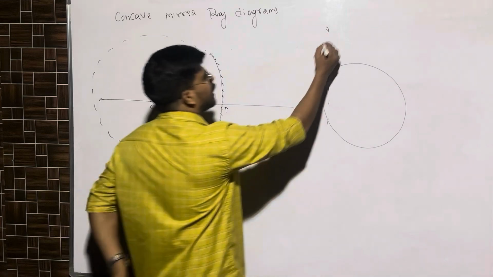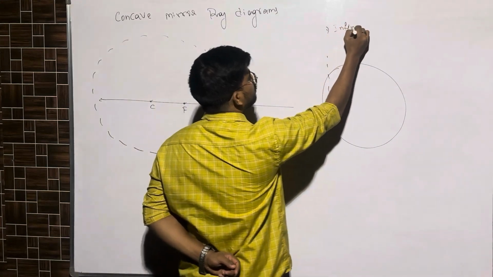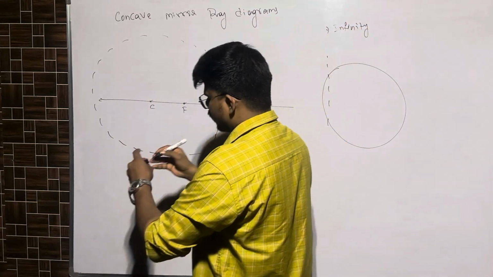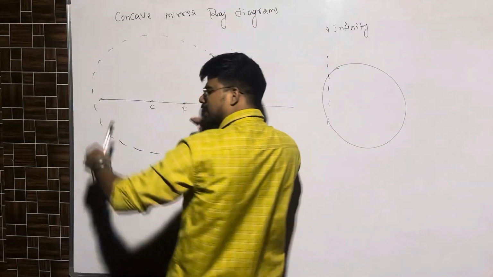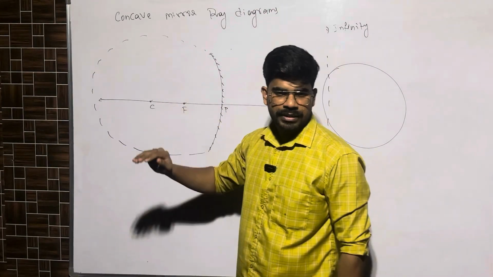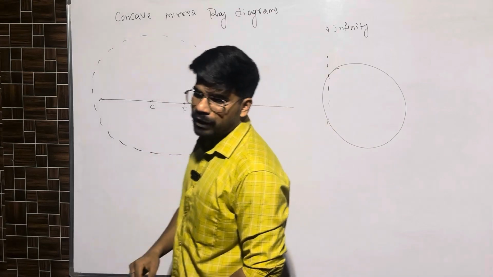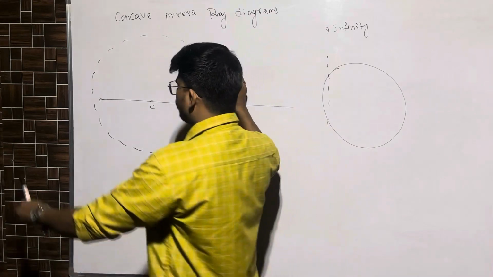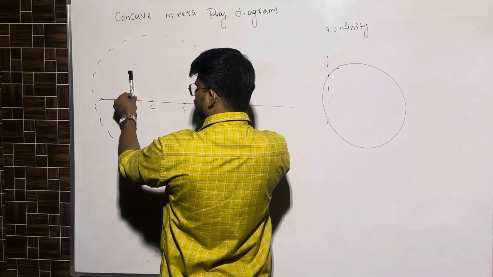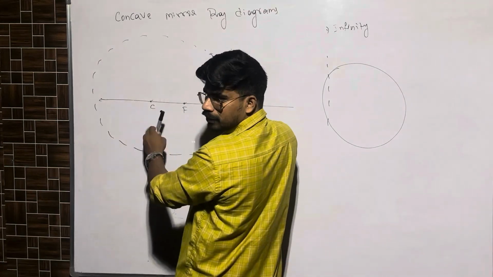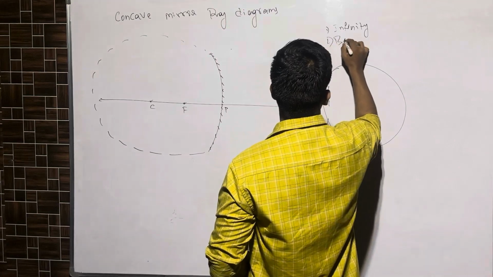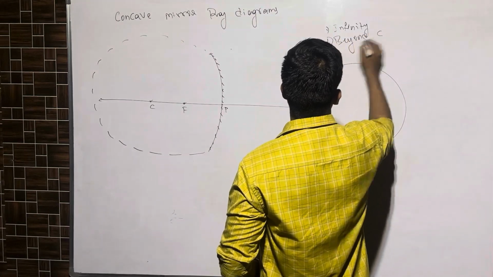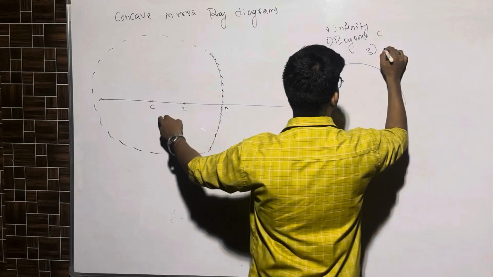Object at infinity. This is the object. For this mirror we'll take a candle and place it at infinity, at a farther distance, and we'll see what type of image is formed. From infinity we'll bring it to this position, beyond C. That is the second position, beyond C. What is the third position? At C. Exactly at C.